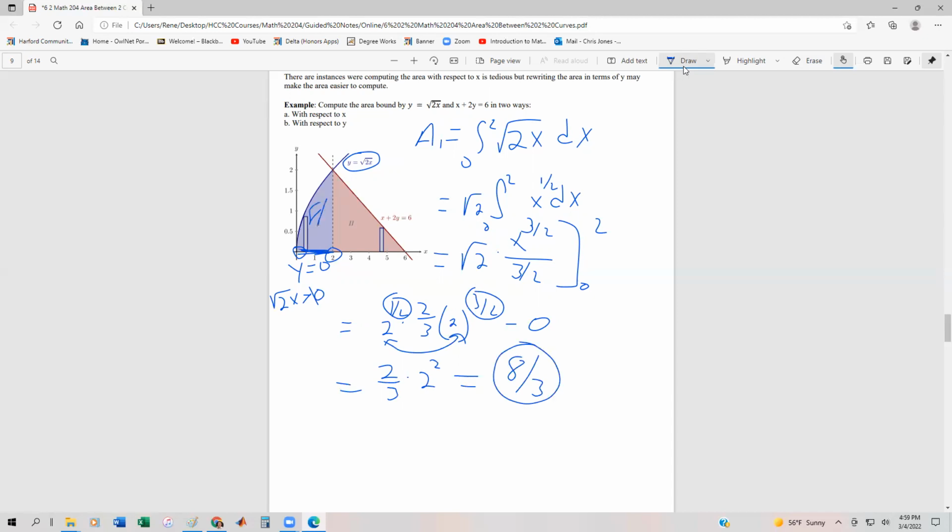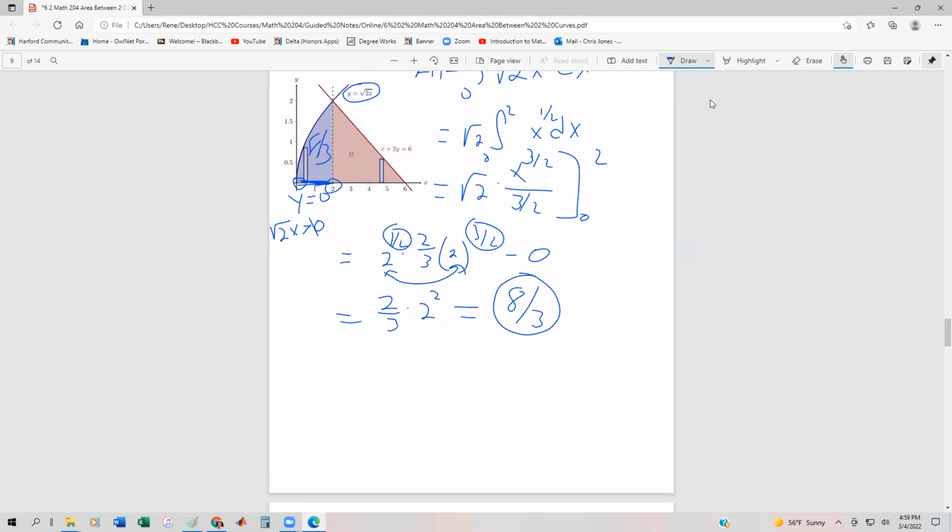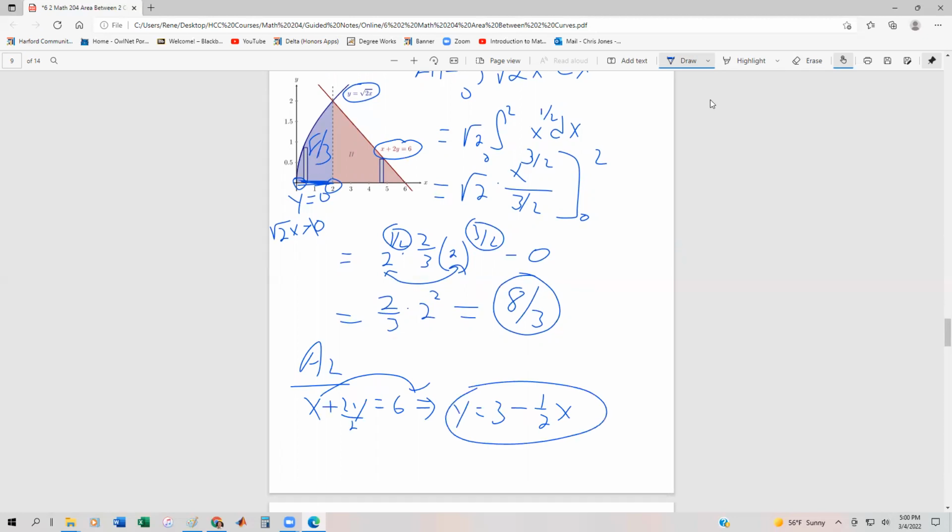Now remember, that's just for area 1. We still have to compute area 2. To compute area 2, first of all, we need to get this equation in terms of y. Okay, so this is A2. So we have x plus 2y equals 6. If we solve that for y, y is going to be equal to 3 minus 1/2 x. All right, so what I did was I just subtracted x, divided by 2 with everything, and that's how I got to this expression. Notice that the bounds are going to go from 2 to 6 on the x-axis.